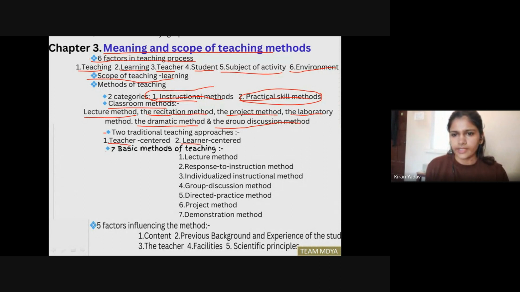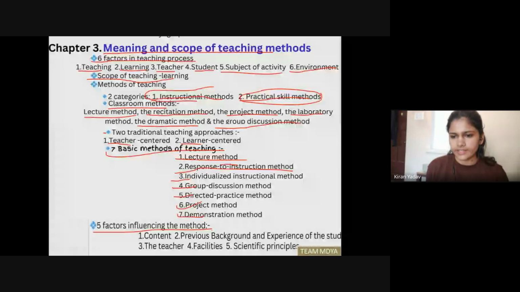Next very important topic in chapter number 3 is 7 basic methods of teaching. We'll study these topics in detail later. First is lecture method. Second, response to instruction method. Third, individualized instructional method. Fourth, group discussion method. Fifth, directed practice method. Sixth, project method. Seventh, demonstration method. So these are the 7 methods.